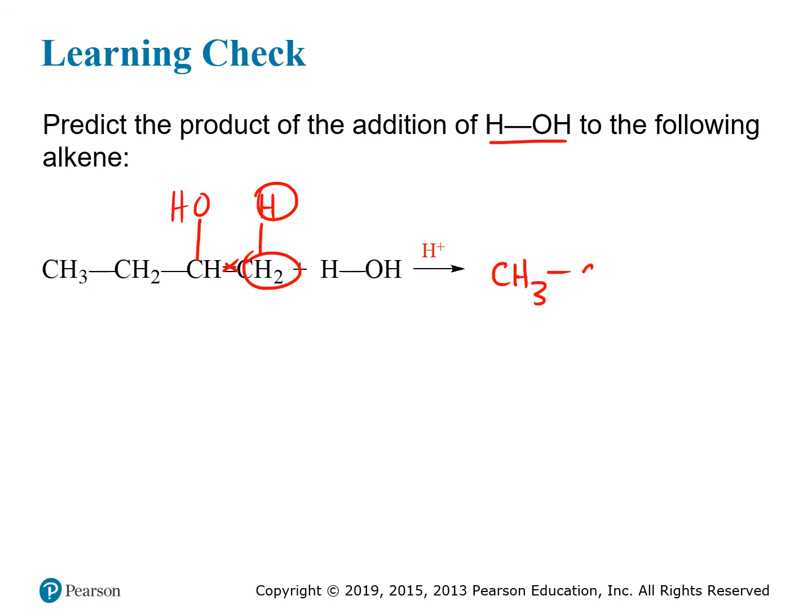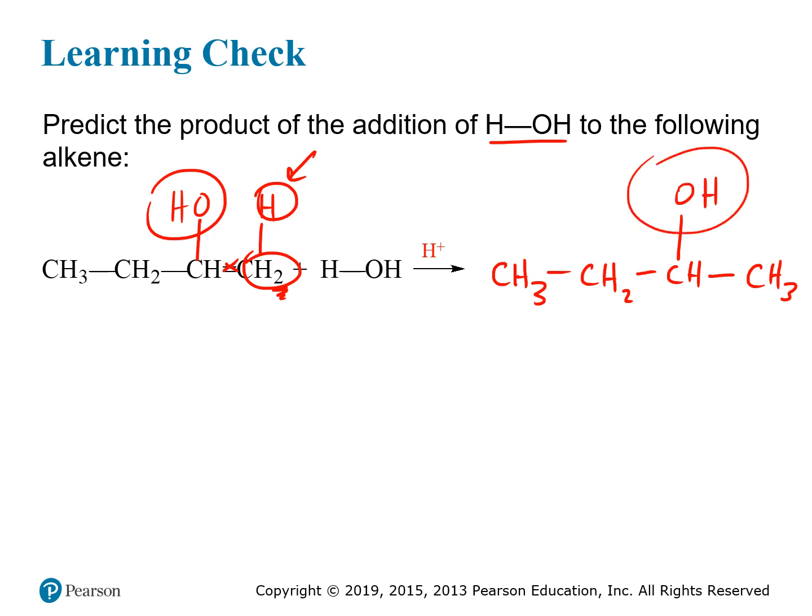CH3, CH2, that's all the same, CH stays the same. This CH2 now has another hydrogen, so I'm just going to call it CH3 instead of drawing the hydrogen out explicitly. And then I have to remember to put this OH group on this carbon here. This is actually an alcohol because it contains an OH group. We haven't learned about the naming convention for that yet, but this is 2-butanol.